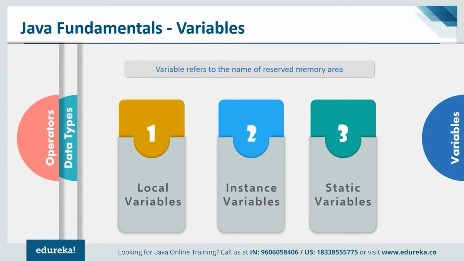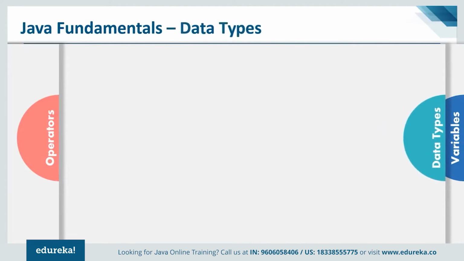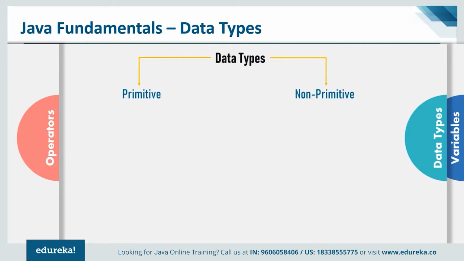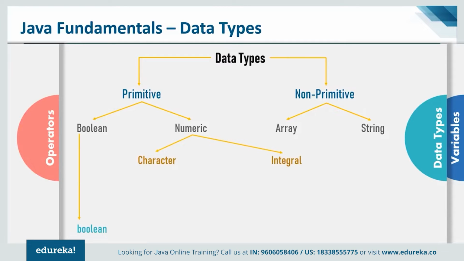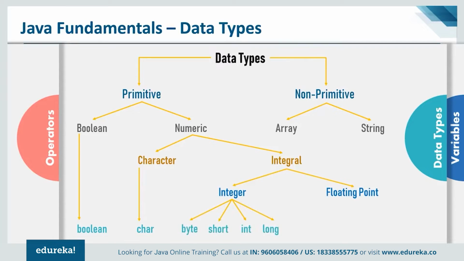So after having said that we have a variable which will hold the data, we need to decide the type for the variable, right? Now variables are divided into two types, primitive and non-primitive. Non-primitives are sometimes referred to as reference types as well. In the primitive, we have Boolean and numeric. Boolean is the logical one, either true or false. In the numeric, we have character and integral. For character we have char, and integral has two further types, integer and floating point. In the integer we have byte, short, int, long, and in floating point we have float and double.